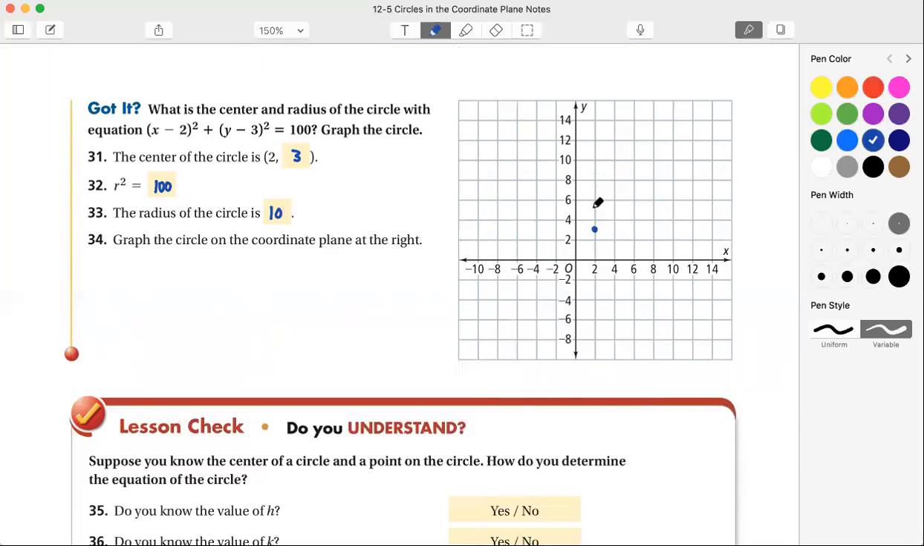So we go 1, 2, 3, 4, 5, 6, 7, 8, 9, 10, and we go 1 through 10 the other way. And we go 2, 4, 6, 8, 10, and again 2, 4, 6, 8, 10. And then we draw a circle through those points as good as we can get it. And there you go.